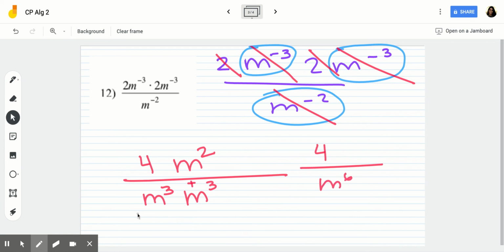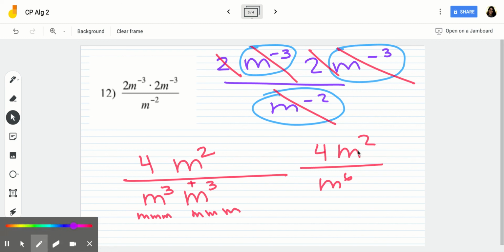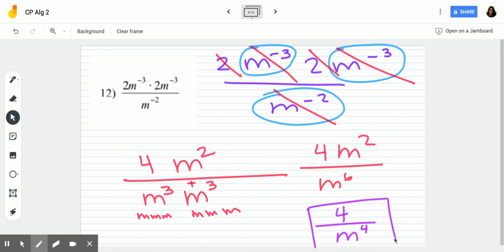It's like writing out, if it helps you, you could write out 3 m's and 3 m's. That's 6 of them, and 2 on top. The last step is to subtract. I have more m's on the bottom than I do on the top. So I'm going to write an m on the bottom. 6 minus 2 is 4. That is my final answer, 4m to the 4th.